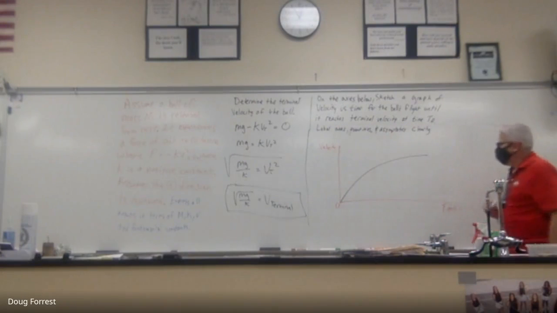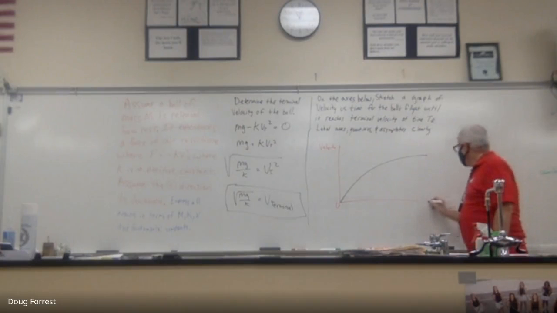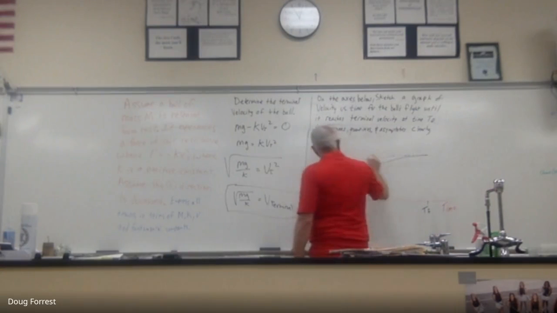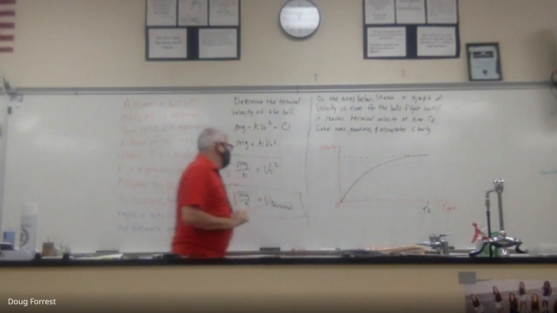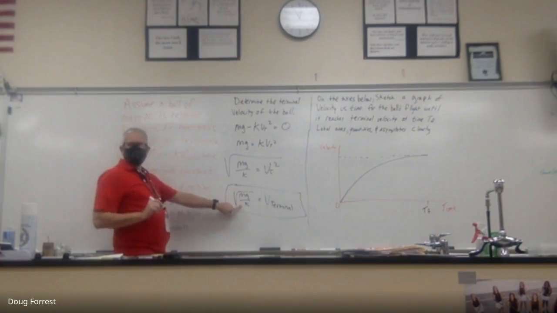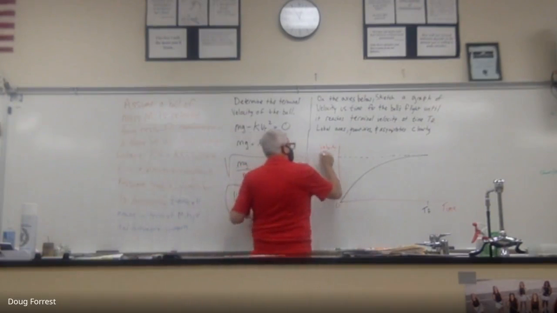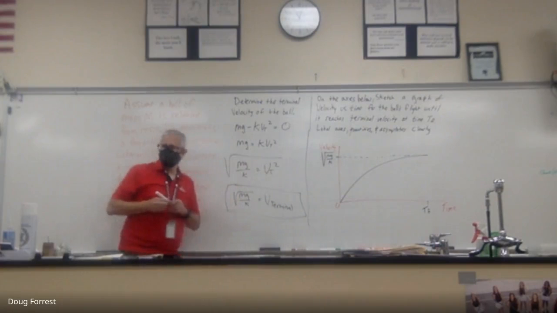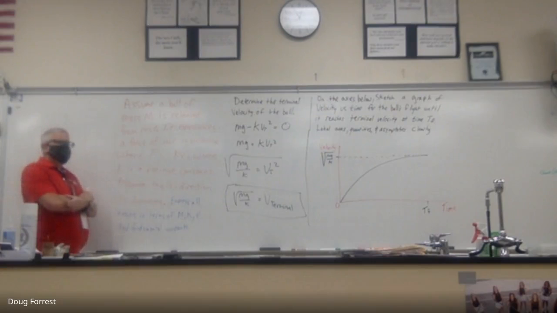Okay. And on this axis, I should put this as TF. I should show that I've got an asymptote here. And on this axis, I should put radical mg over k. And that's it. Okay? Overall, okay?